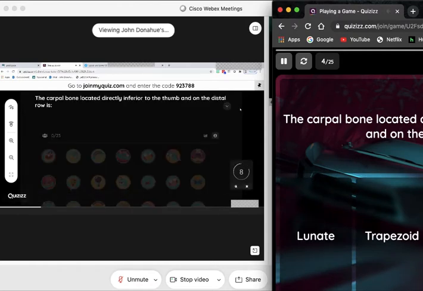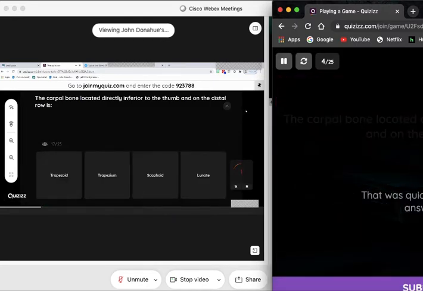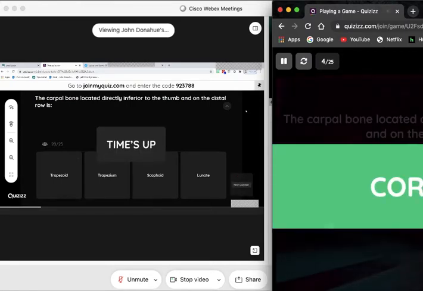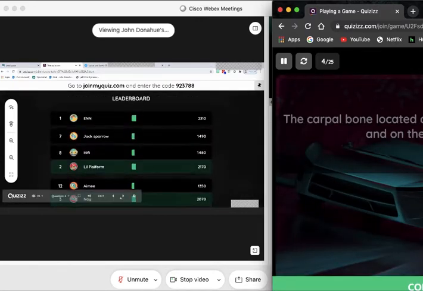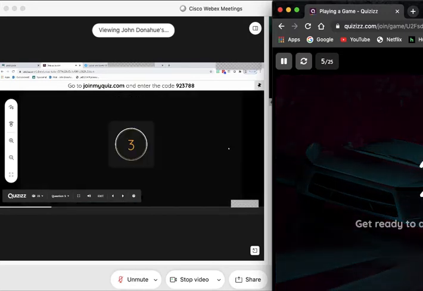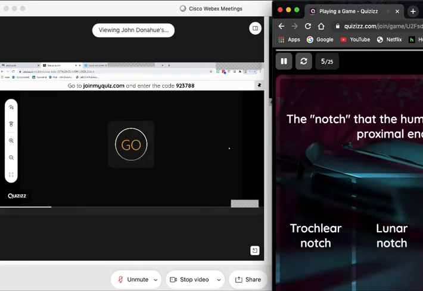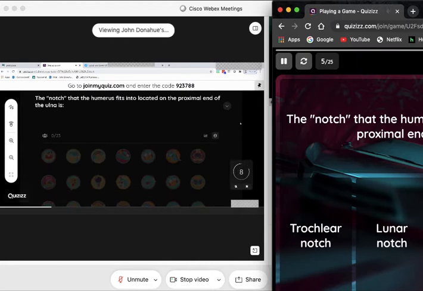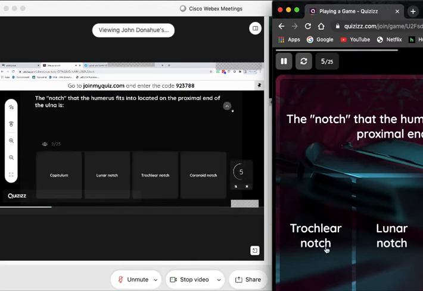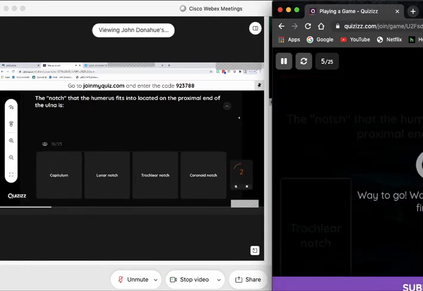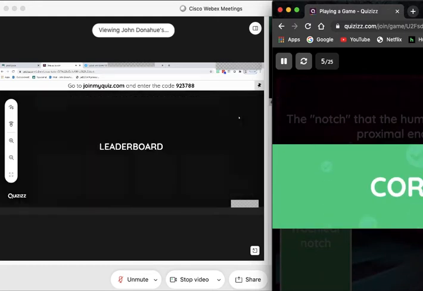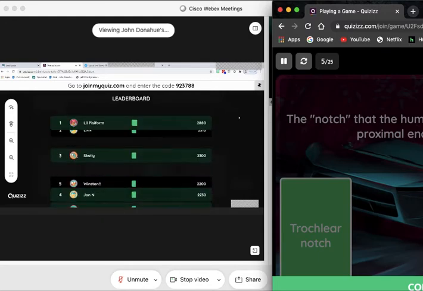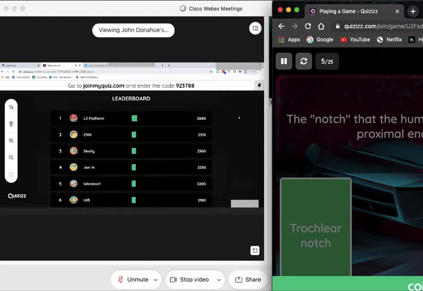All right, the carpal bone located directly inferior to the thumb and on the distal row is the trapezium. The trapezium. The notch that the humerus fits into, located on the proximal end of the ulna, is that's going to be the trochlear notch. Trochlear notch. Little pisiform goes to first place.